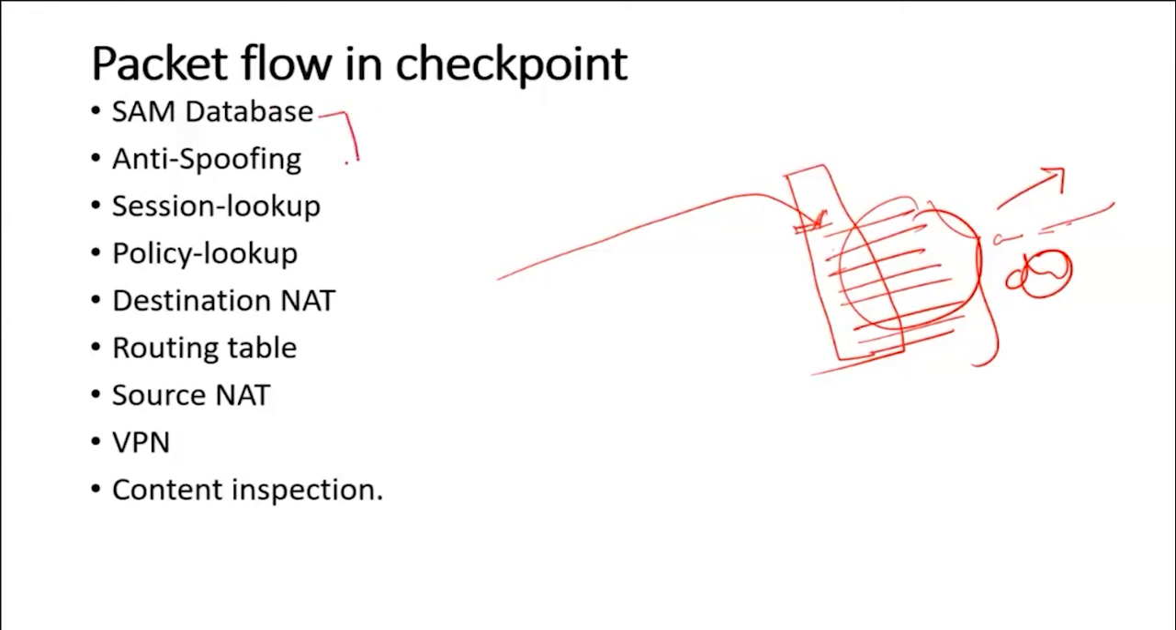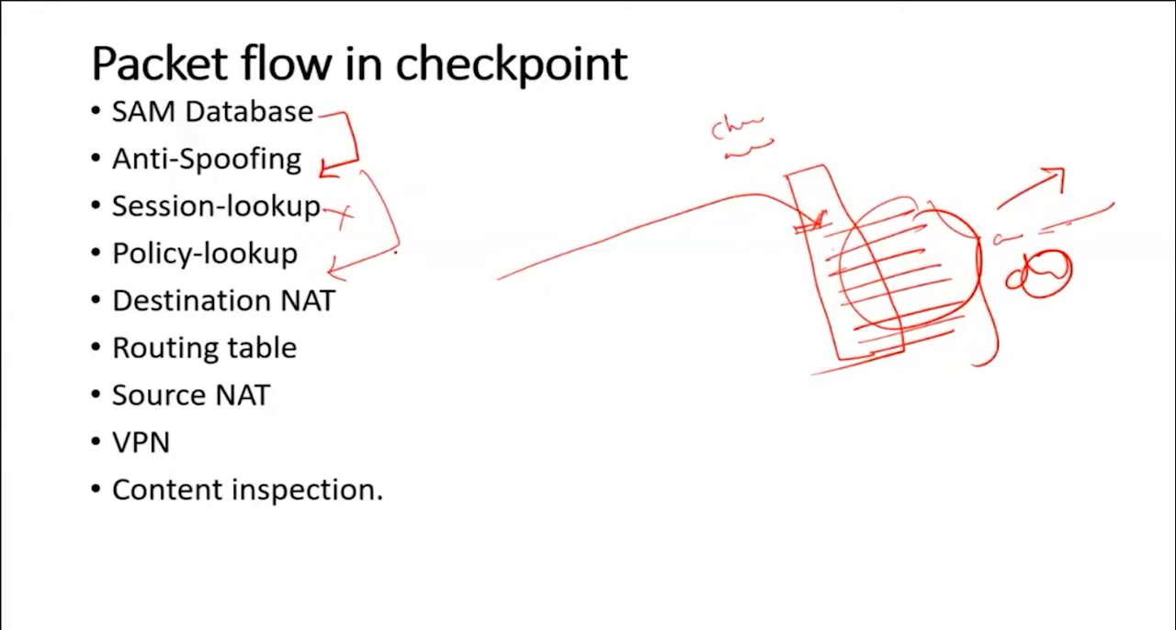Then it will come to the anti-spoofing check. It is kind of checking, I can say. First it will check the SAM database, then the anti-spoofing check, then session lookup, then policy lookup, like that it goes further. Once the anti-spoofing check is done and the action is pass, it will go for session lookup. It will check whether a session is available or not. If the session is not available, this policy lookup will be bypassed and it will come to destination NAT.